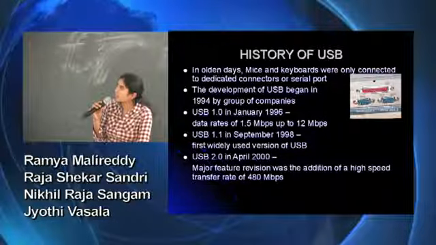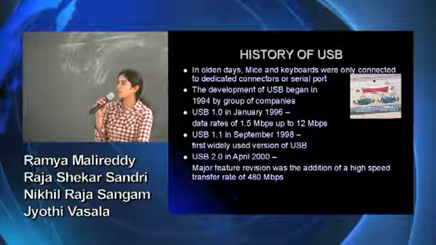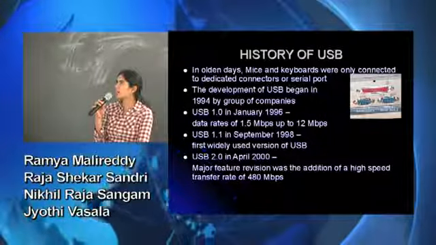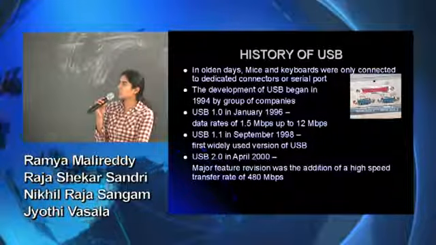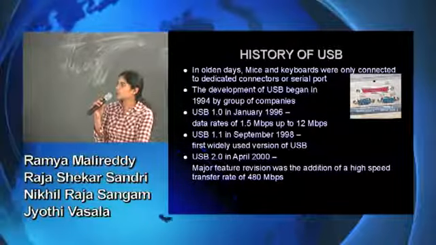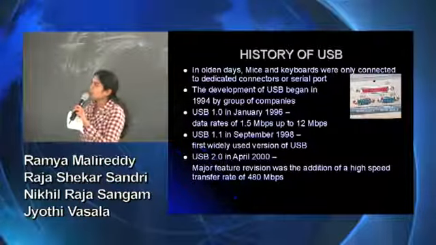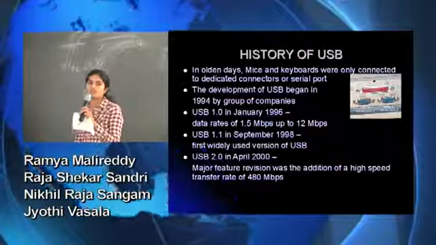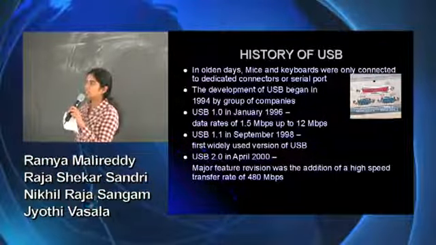Next is the USB timeline. The development of USB began in 1994. It was developed at Intel by Ajay Bhatt. Next, USB 1.0 was released in January 1996, with a data rate of 1.5 megabits. Then USB 1.1 in September 1998 was the first widely used version of USB. And next one is USB 2.0.